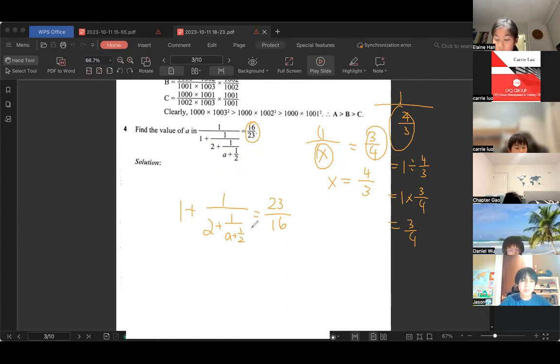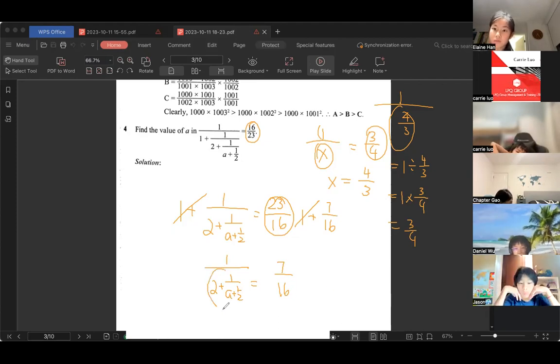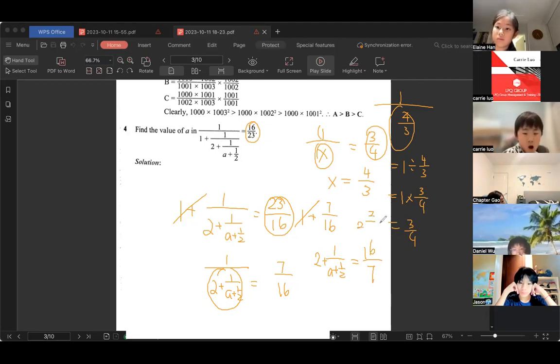Get it, Elaine? Okay, so now because this one equals 1 plus 7 over 16, so we have 1 and 1 are gone. So we have 1 over 2 plus 1 over a plus half equals 7 over 16. So that means 2 plus 1 over a plus half, thank you, Elaine, equals 16 over 7, which equals 2 and 2 over 7.